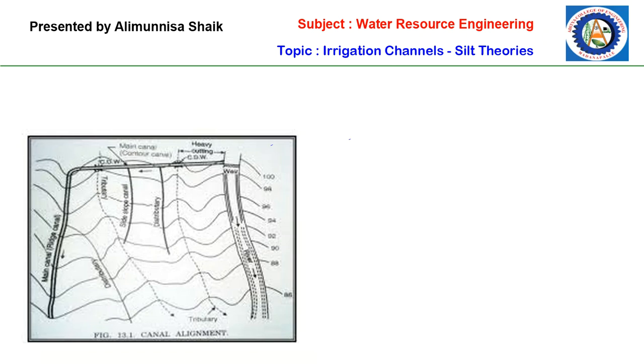Okay, let me write it first. A canal has to be aligned in such a way that it should cover the entire area proposed to be irrigated, and it should cover the maximum area for irrigation.